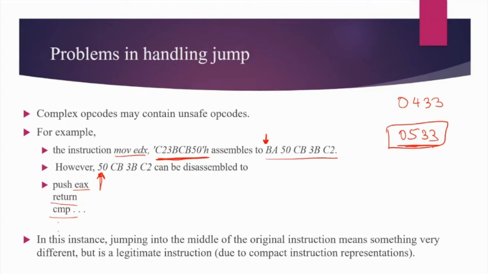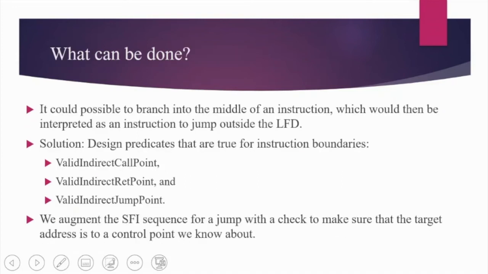So whenever we handle jumps, there will be a problem. This kind of problem will always be there. So what can be done now? It could be possible to branch into the middle of an instruction, which would then be interpreted as an instruction to jump outside the LFD. So the solution to this problem is that we can design predicates that are true for instruction boundaries.